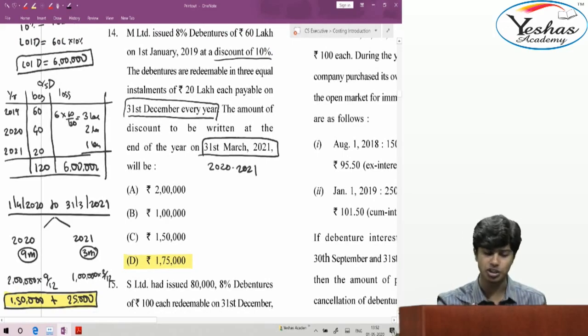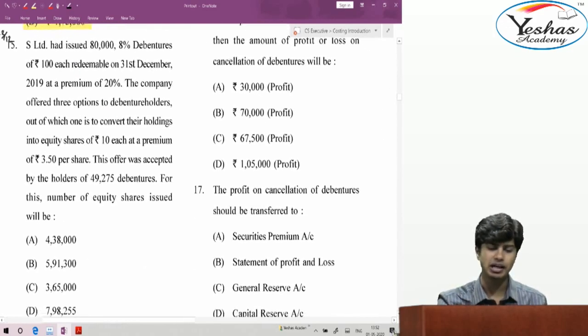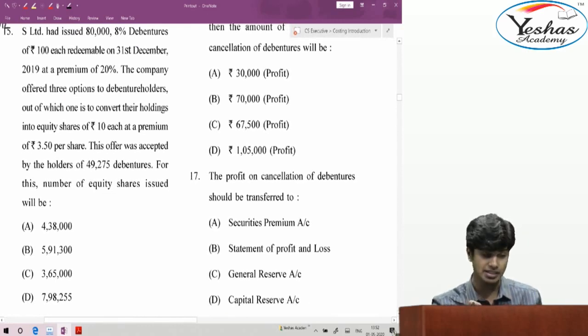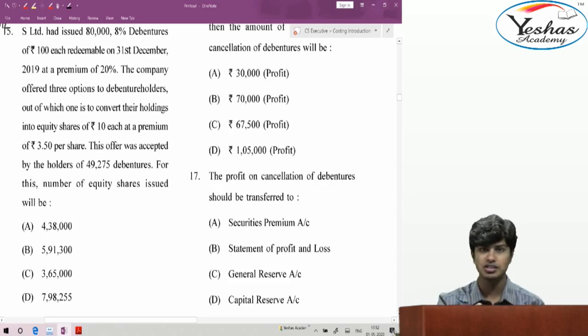Let us now quickly go to question number 15. This question is again based on debentures, but let us see what exactly they are asking. Read the last line: the number of equity shares to be issued will be. Maybe there is conversion of debentures to equity shares. They are asking us how many equity shares to issue against these debentures.